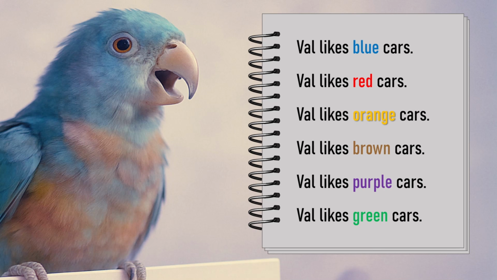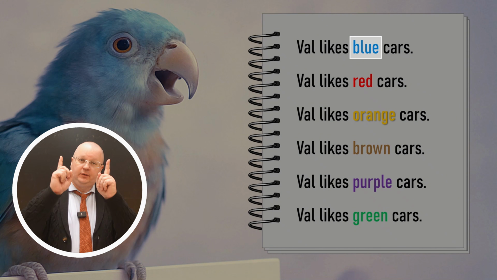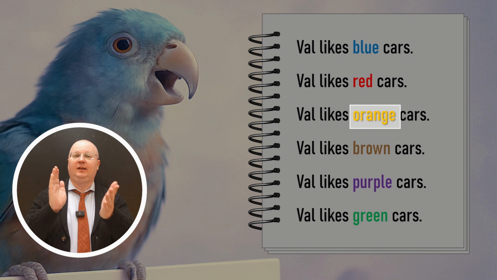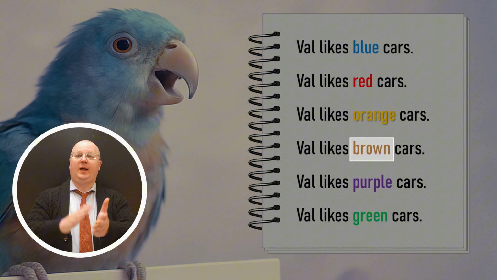Here is an example. Val likes cars. Val likes cars. This repetition helps students overlearn the language, allowing new words to enter long-term memory and remain available for future use. Here are some simple ways I model tasks in my own classes.